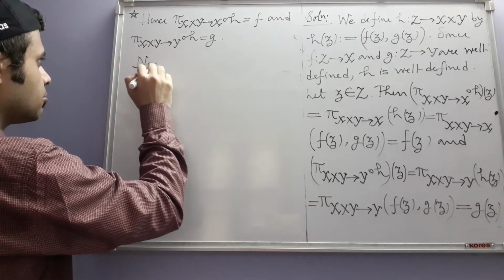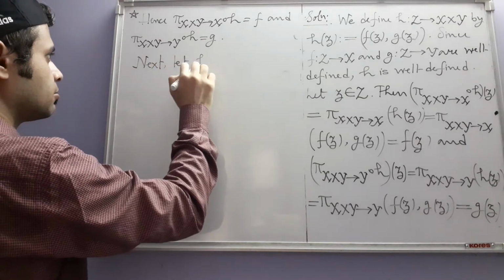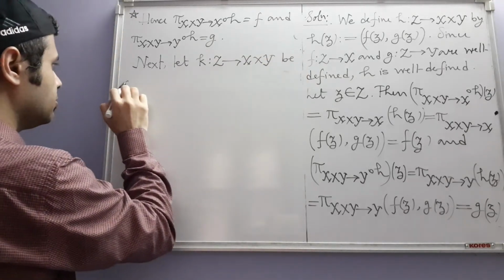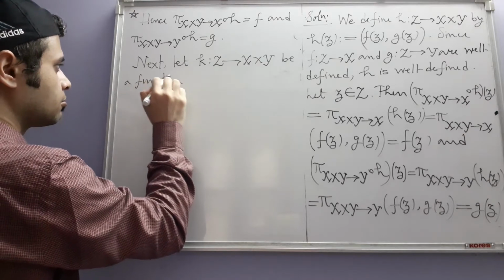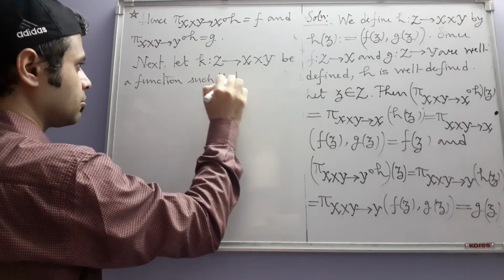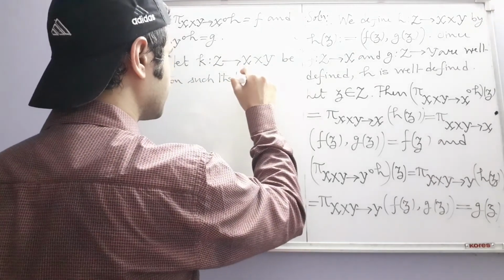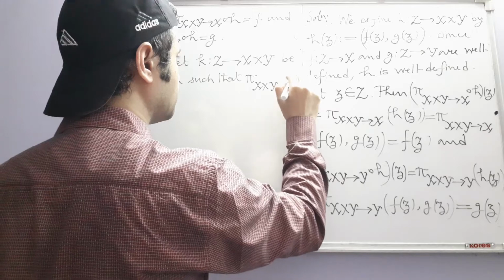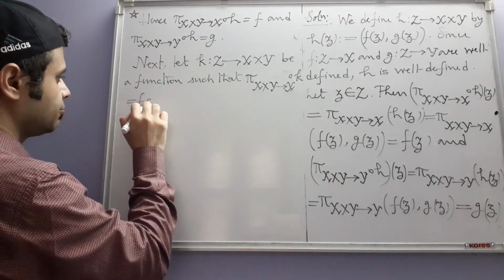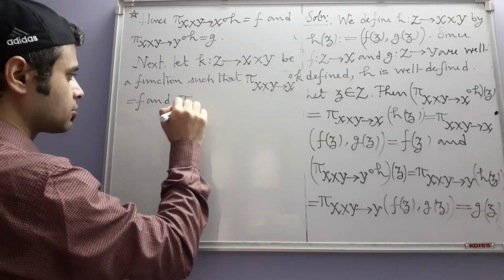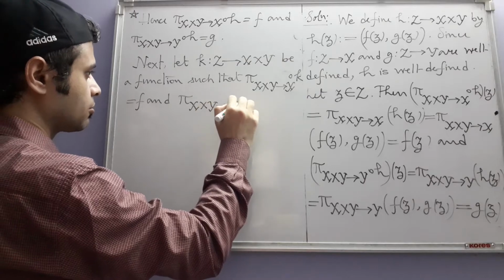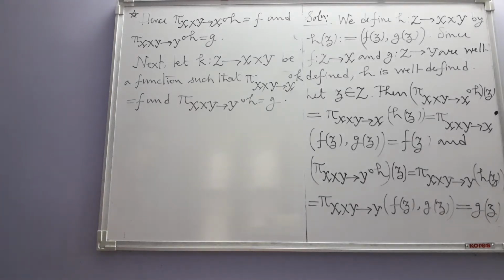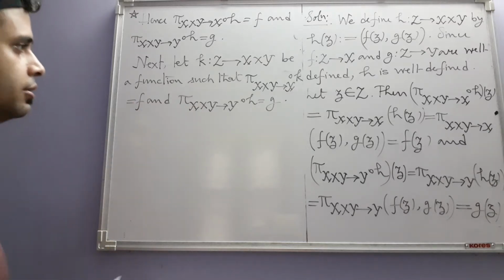Next, let K from Z to X cross Y be a function that also satisfies these two equations: the projection from X cross Y to X composed with K is equal to F, and the projection from X cross Y to Y composed with K is equal to G. Our aim now is to show that K is actually equal to H. That will prove uniqueness of H.